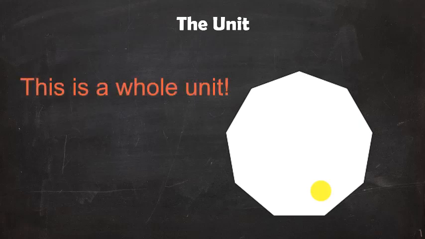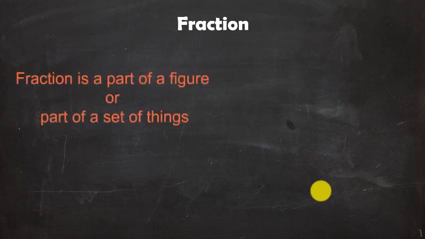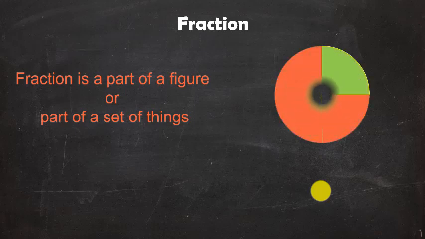And now we need to know a fraction. If you know what a unit is, now we can explain what a fraction is. A fraction is a part of a figure or a set of things. For example, if I have a circle and I divide it into different parts, in this case 4 parts, every part is a fraction of a unit.